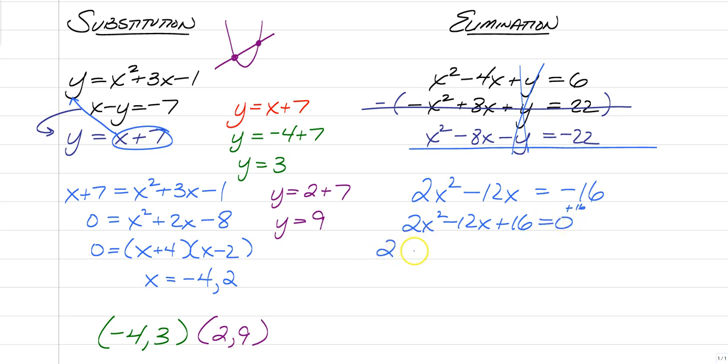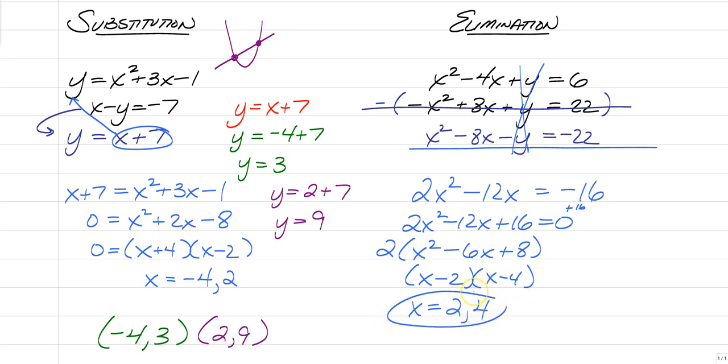Factor out your GCF of 2, leaving you with x squared minus 6x plus 8. We can factor that to x minus 2 and x minus 4 because that multiplies to a positive 8 but adds to a -6. So x is equal to 2 and 4. So we found both of our x values again. So now we have to go back and find the y value. In this case, it really doesn't matter which equation you choose to substitute this back into, because they both have x squareds involved. So it doesn't matter.